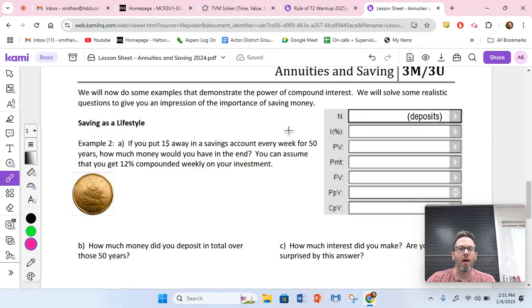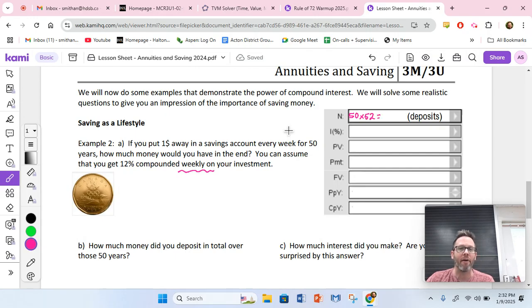So let's walk through one by one what we're punching in. Here we are investing $1 a week, and interest is calculated weekly. So our N isn't 52. Or sorry, it's not 50. N in this case is how many deposits we make. It's 50 times 52.